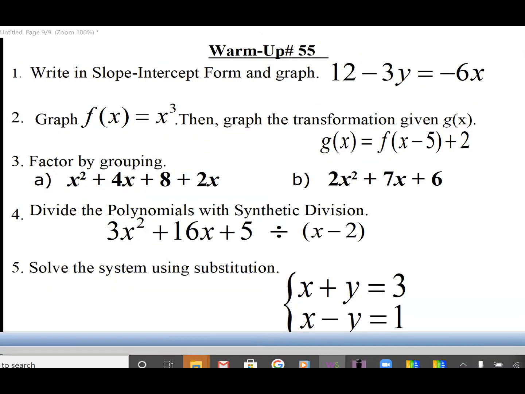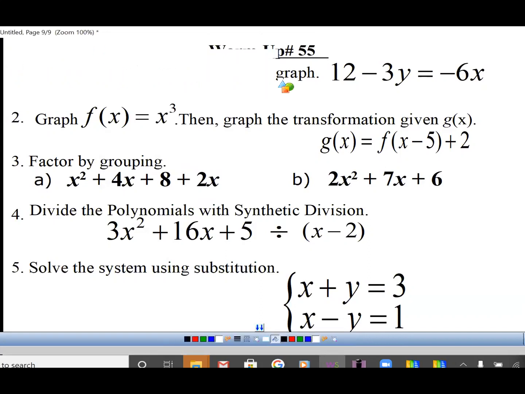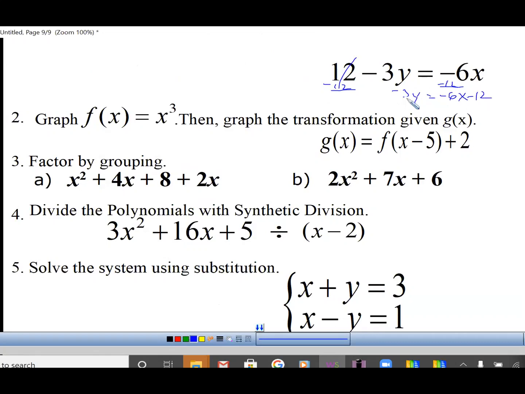All right, let me make some space. For number 1, we're going to graph it using slope-intercept form. So first things first, we need to isolate y, leave y by itself. So that means I need to subtract 12, and we end up with negative 3y equals negative 6x minus 12. Divide by negative 3, divide by negative 3. So we end up with y equals 2x plus 4.